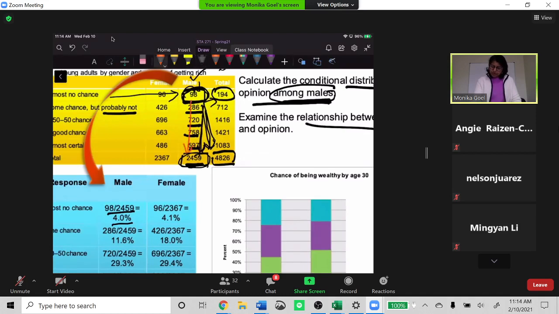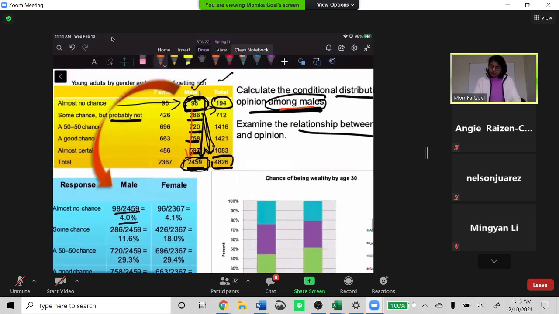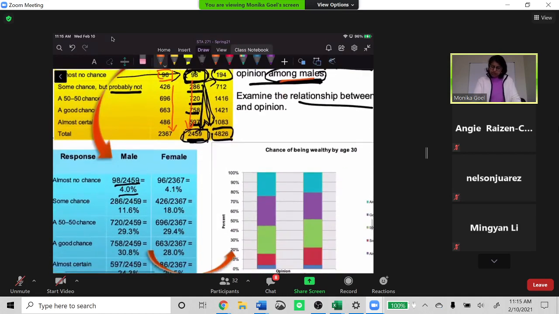So I'm going with this one because that's what my question is asking. Similarly, I can find it for the females also. How many females were there? 96. How many total females? 236. And then similarly, I can keep on going for this, for this.